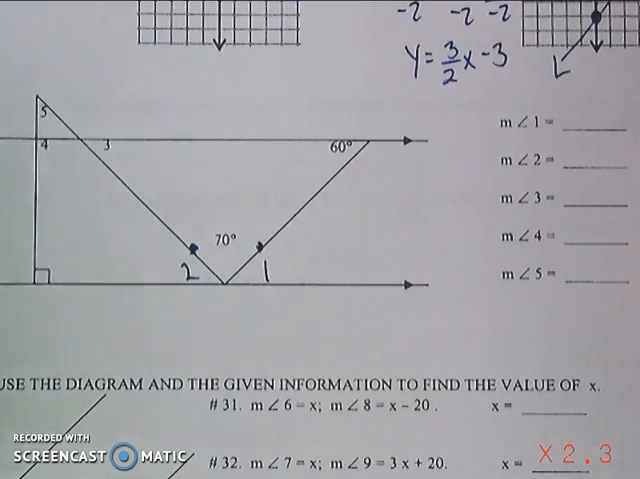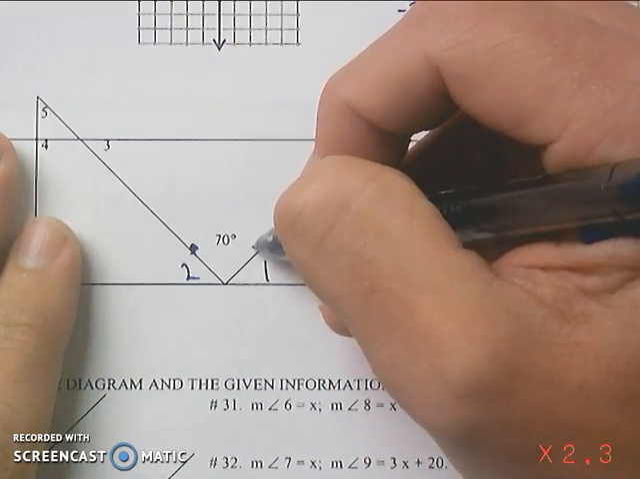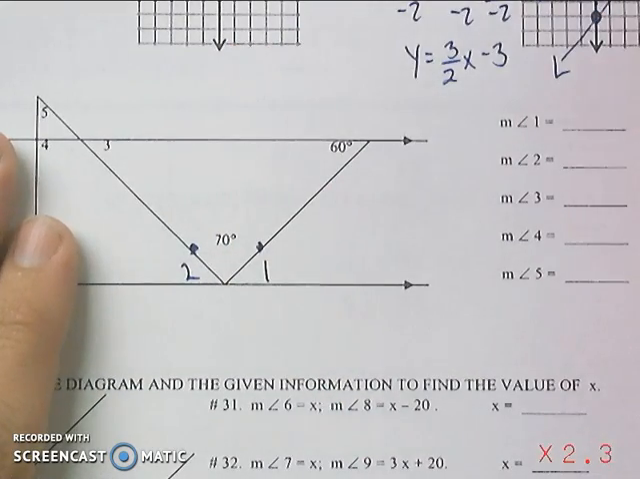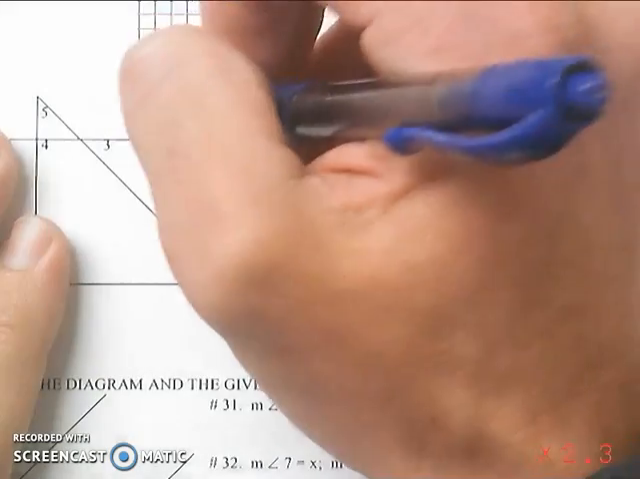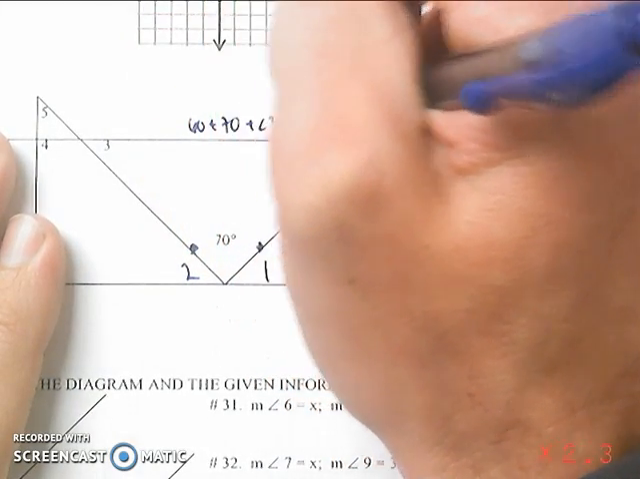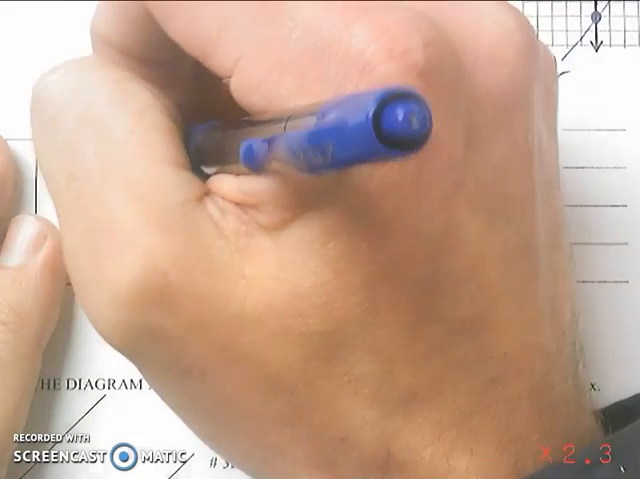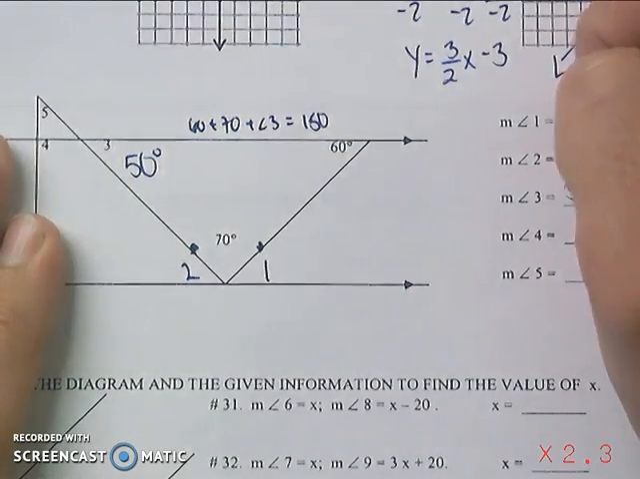I know I went over this problem, I think, in every class, but let's go over it again. First thing I see is this big triangle, 60, 70, angle 3. What is that going to be? Well, if I add 60 plus 70 plus angle 3, it should equal 180. I know this because of the triangle angle sum theorem, so I get 50 degrees for angle 3.